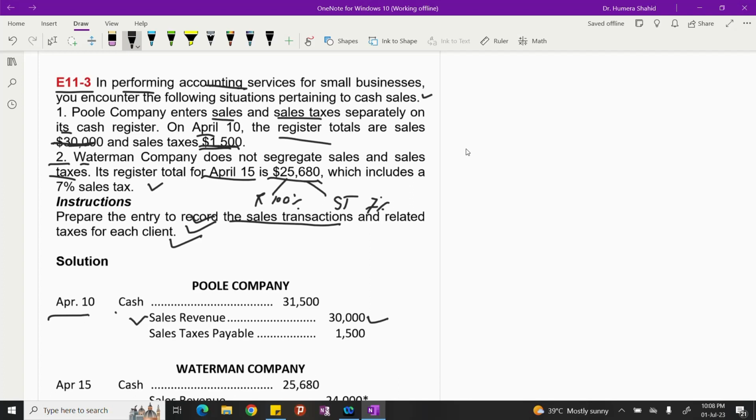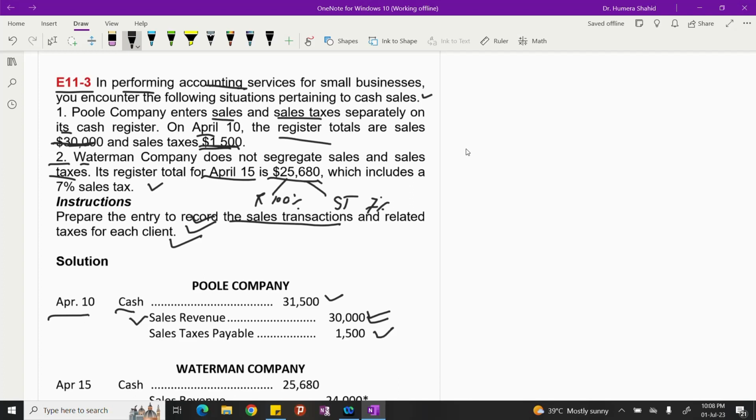So sales revenue gets credit. Revenue is always credited whenever it increases. Sales taxes payable 1,500. It was separate, so we know the amount of sales taxes payable, and 31,500 was the total of cash in the cash register.